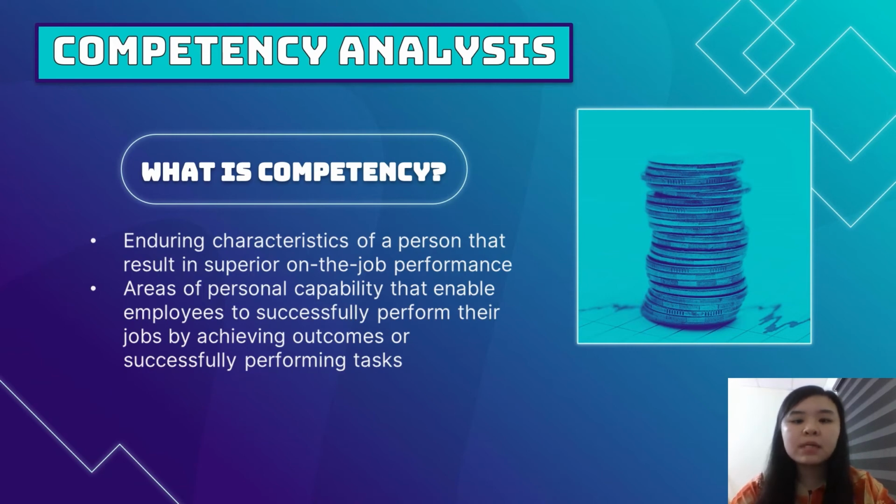Competency is the capability to apply or use the set of related knowledge, skill, and ability required to successfully perform a critical work function or task in a defined work setting.